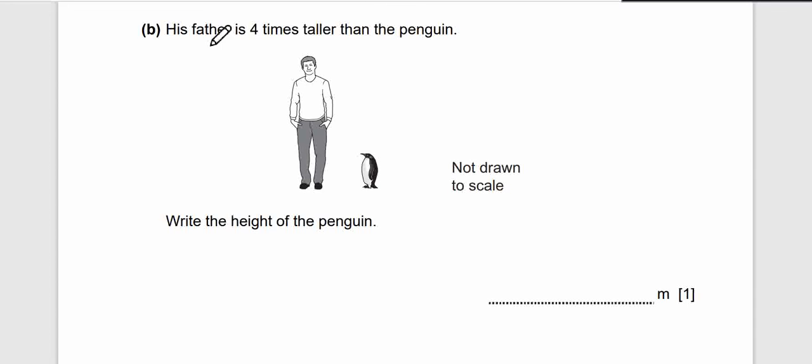Now, question B. His father is 4 times taller than the penguin. Write the height of the penguin. 10 seconds.